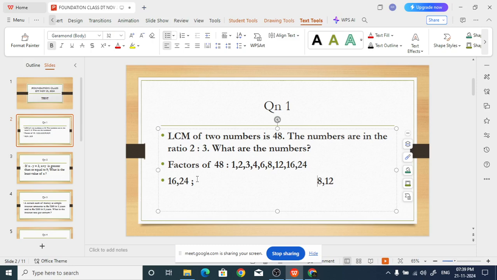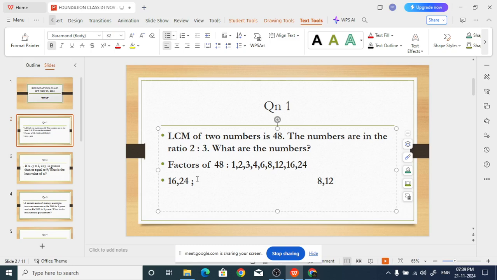Palak, what is the LCM of 8 and 12? In your school method, how will you find the LCM of 8 and 12? By finding its factors, sir. No, for 8 and 12, you will divide by 2, and divide by another 2 like that, no? Yes, sir.